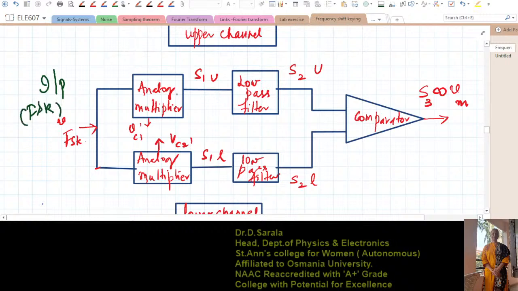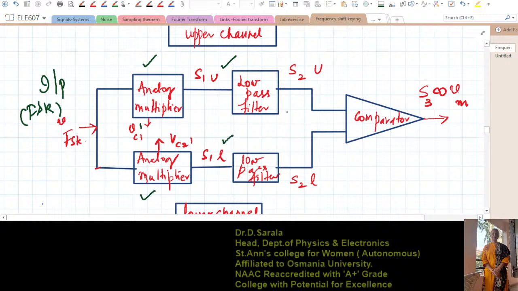This FSK signal is given to a multiplier. This will be multiplied with Vc1 dash and this will be multiplied with Vc2 dash. This is to differentiate between the original carrier signal. We are representing it with the primed quantity. Then this will send a signal upper. This will send a signal lower.